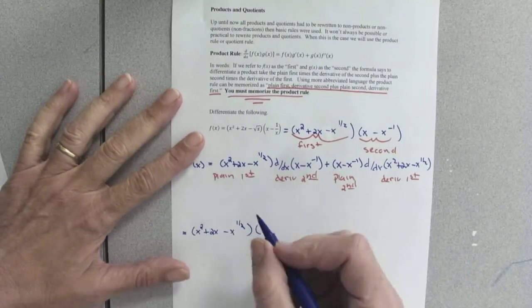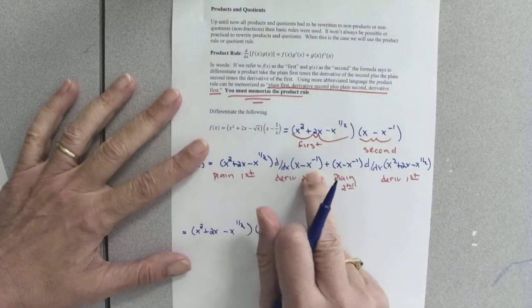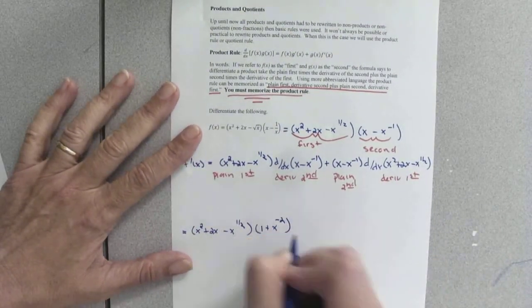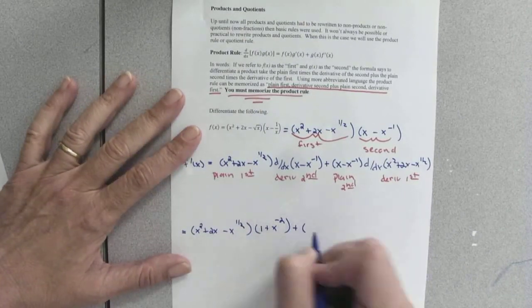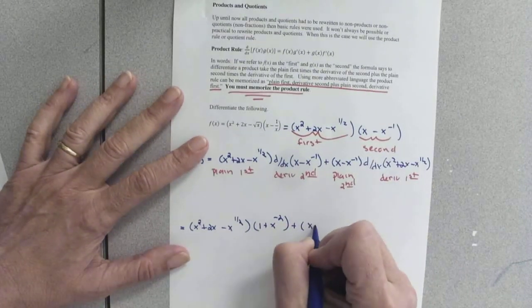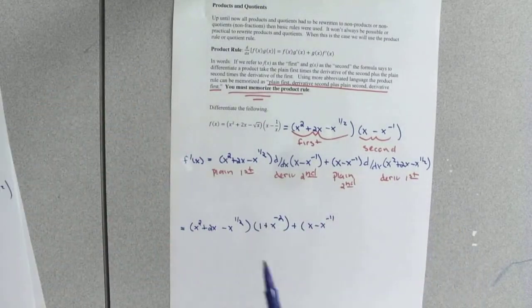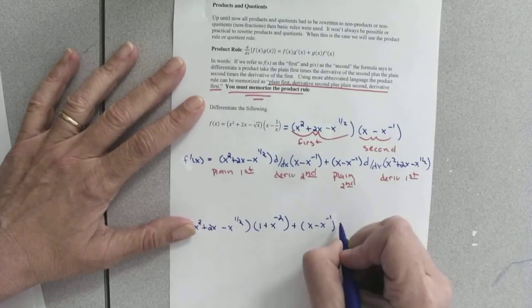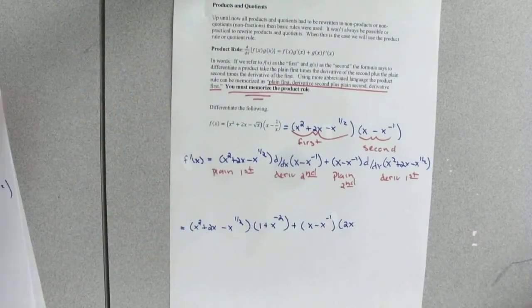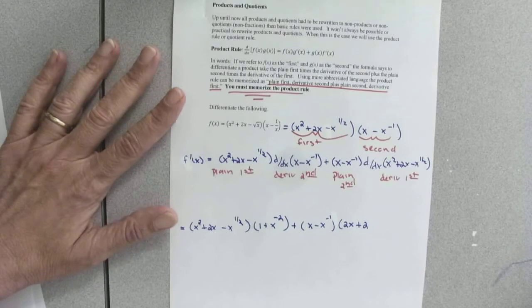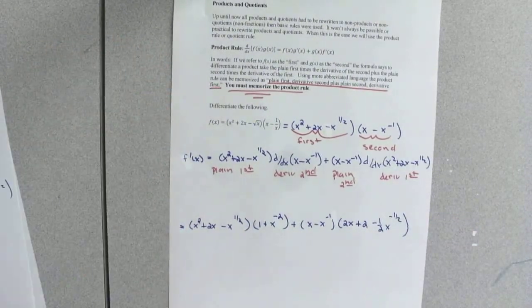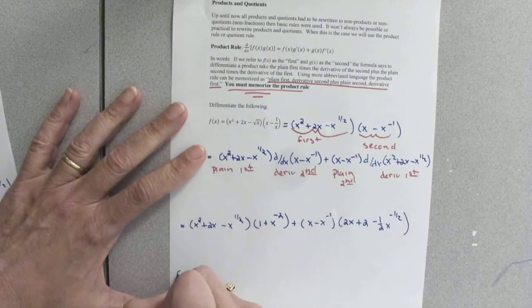Then a derivative. Derivative of x, 1. Next one, multiply by the exponent, so that goes to positive. Decrease the exponent by 1, so negative 2. I'm up to the plus sign. Plain second, so don't do anything, just copy it down. Derivative of the first. Derivative of x squared, 2x. Derivative of 2x, 2, and on the end, multiply by the exponent, decrease the exponent by 1. And that is my unsimplified derivative.